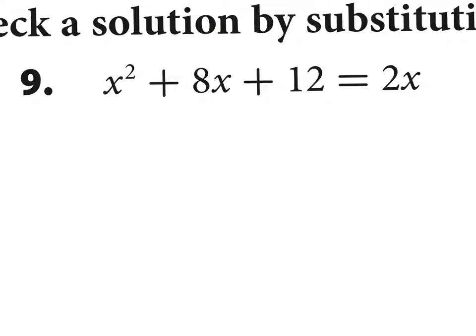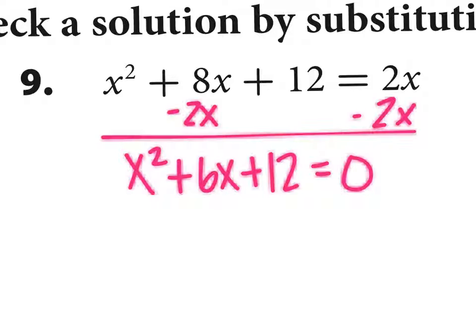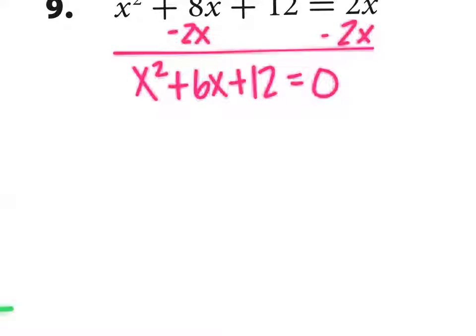So first of all, what's wrong with this problem? It equals 2x, and it cannot equal 2x. It needs to equal 0. So I'm going to minus 2x from the right side. And when I minus 2x from the left side, which of those terms do I subtract it from? Yes. So then I end up with x squared. What is 8x minus 2x? So plus 6x plus 12 equals 0. And that's what I need. I need it to be in this form.